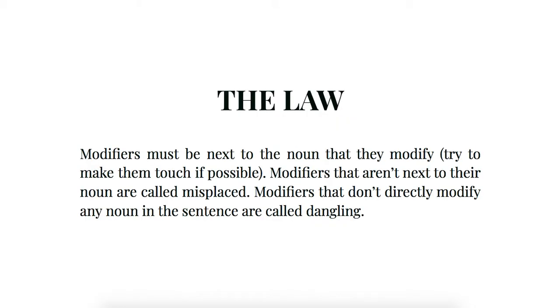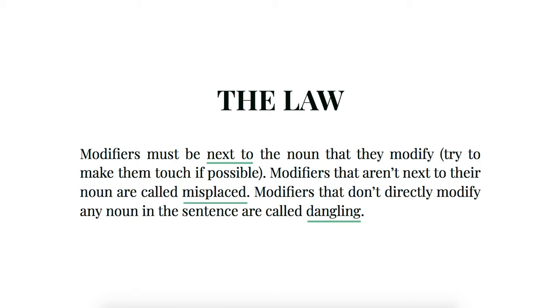Let's look at that more. Now here's the rule, the law. Modifiers must be next to the noun that they modify. Try to make them touch if possible. Modifiers that aren't next to their noun are called misplaced. Again, modifiers that aren't next to their noun are called misplaced modifiers. Now, modifiers that don't directly modify any noun in the sentence are called dangling. And one more time, modifiers that don't directly modify any noun in the sentence are called dangling modifiers.